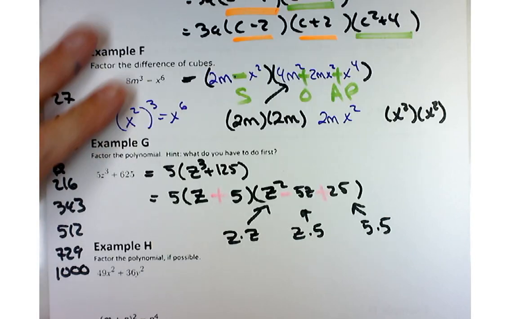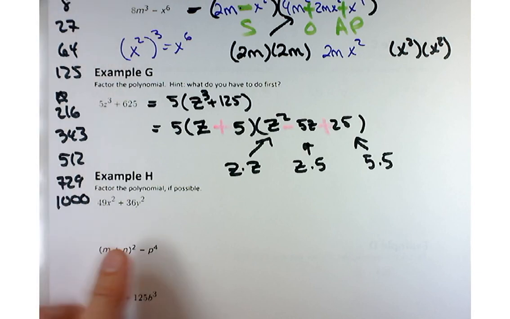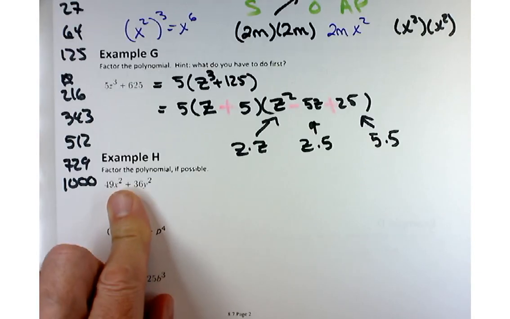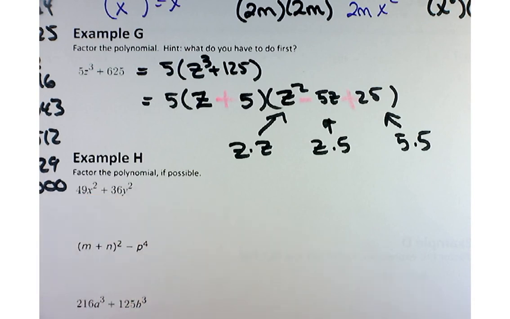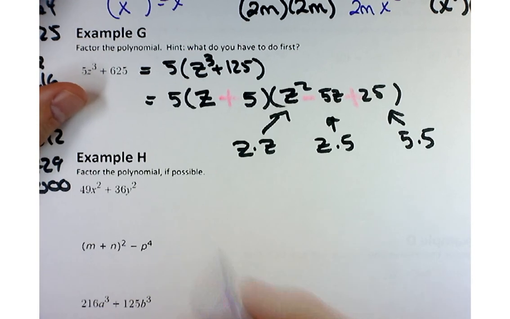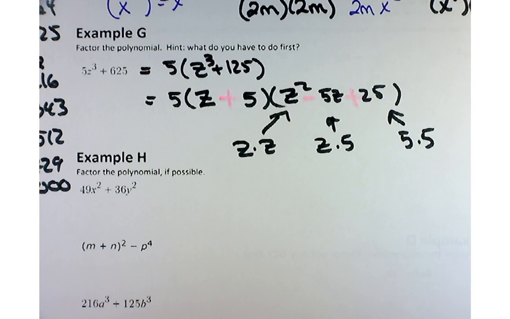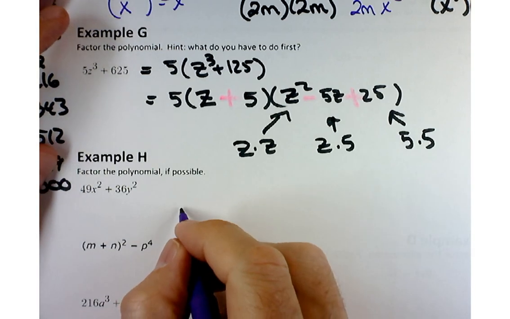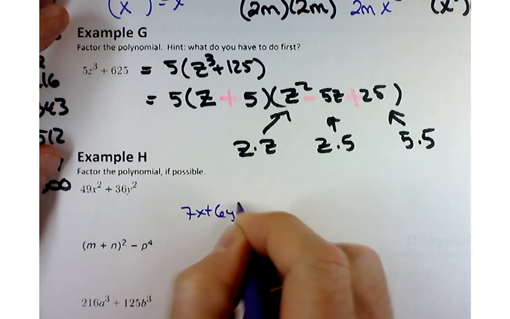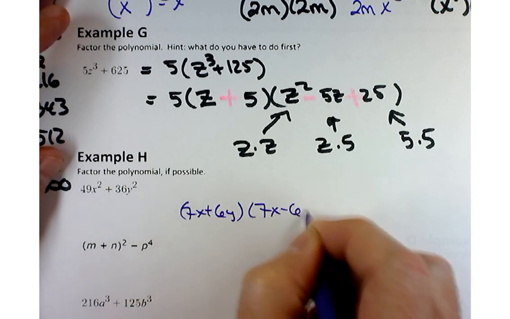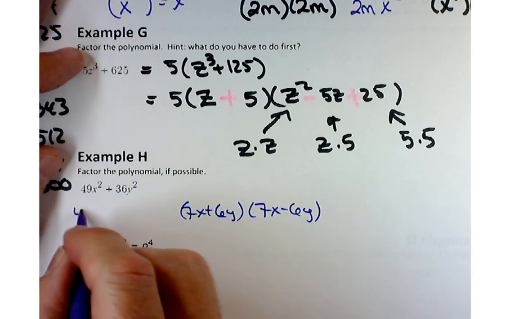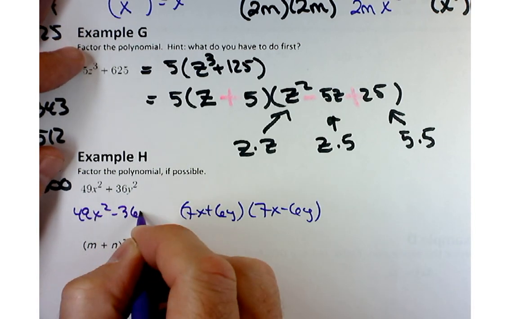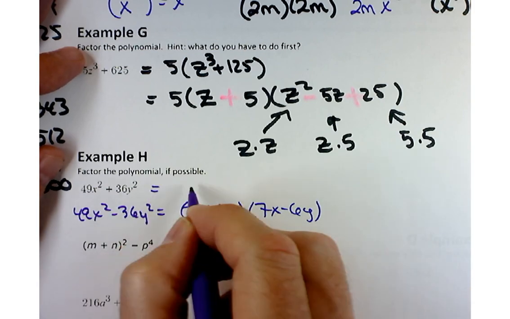Let's do a couple of problems by way of wrap up. What would you do if I gave you 49x squared plus 36y squared to factor? Does that factor as 7x plus 6y and 7x minus 6y? No, it's prime. If I had 49x squared minus 36y squared, that's how this was factored. This one is prime.